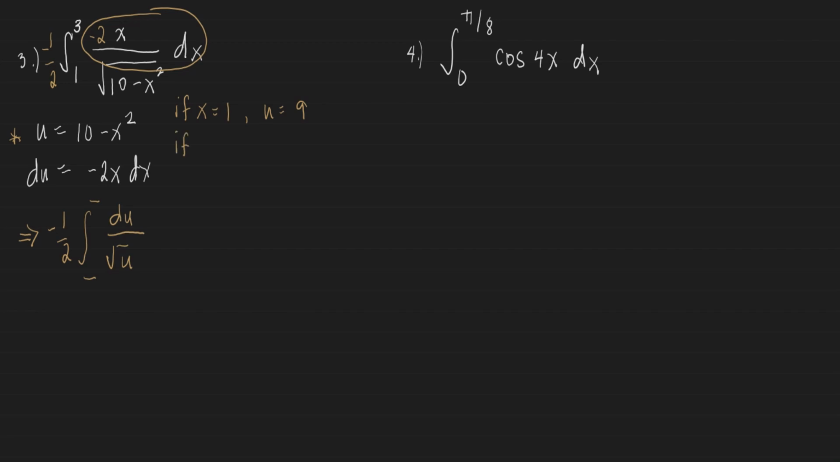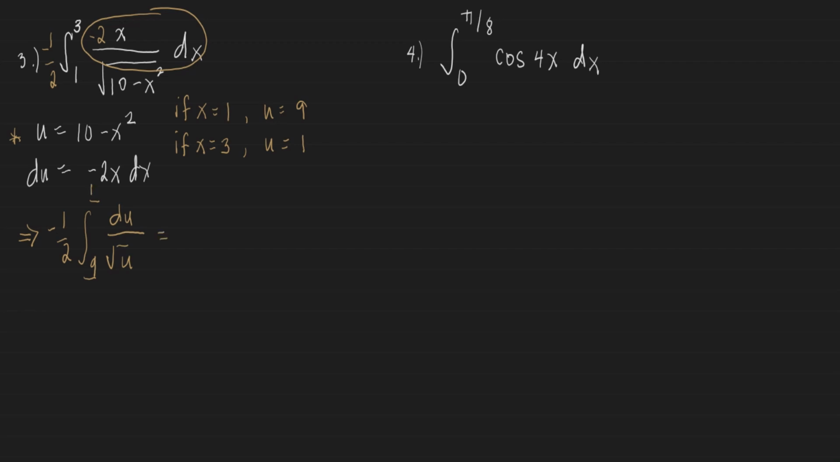And using the upper limit of integration, if x is equal to 3, we substitute 3 for x in 10 minus x squared. So that would be 10 minus 3 squared, or 10 minus 9. So we get the corresponding value of u, and that would be 1. So we're going to use that in our substituted form. So the lower limit, instead of putting 1, we are going to use its equivalent value in u, and that would be 9. And then for the upper limit of integration of 3, we are going to use its equivalent value in u, and that would be 1.